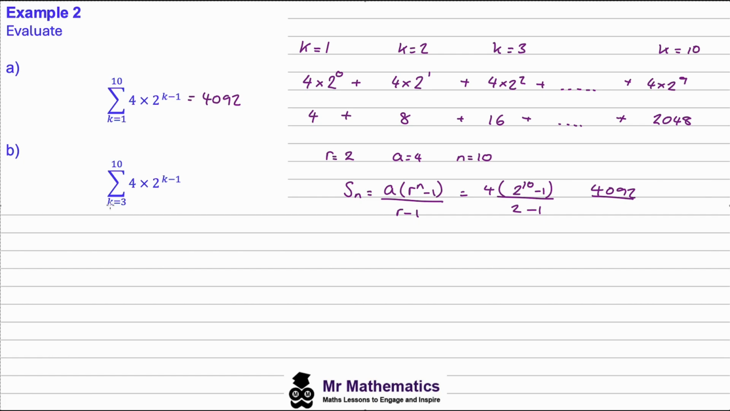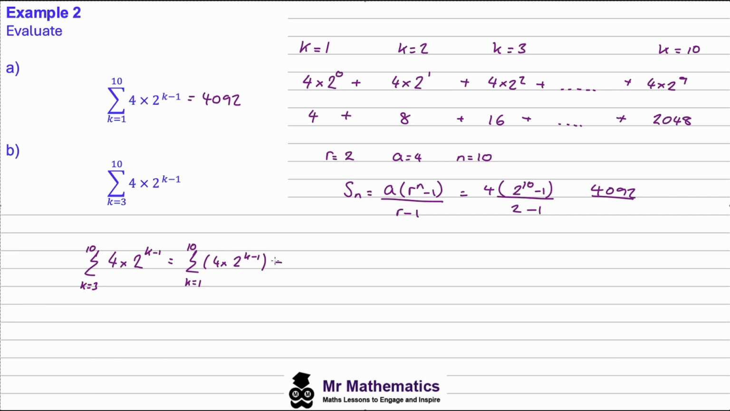For part B, now we're only looking at the sum of the terms between the third term to the 10th term. So we can write this as between the third to the 10th term will be 4 times 2 to the power. This will be the same. What terms do you think we're going to look at in this summation? Right, so this is k equals 1 to 10 of that same geometric series.